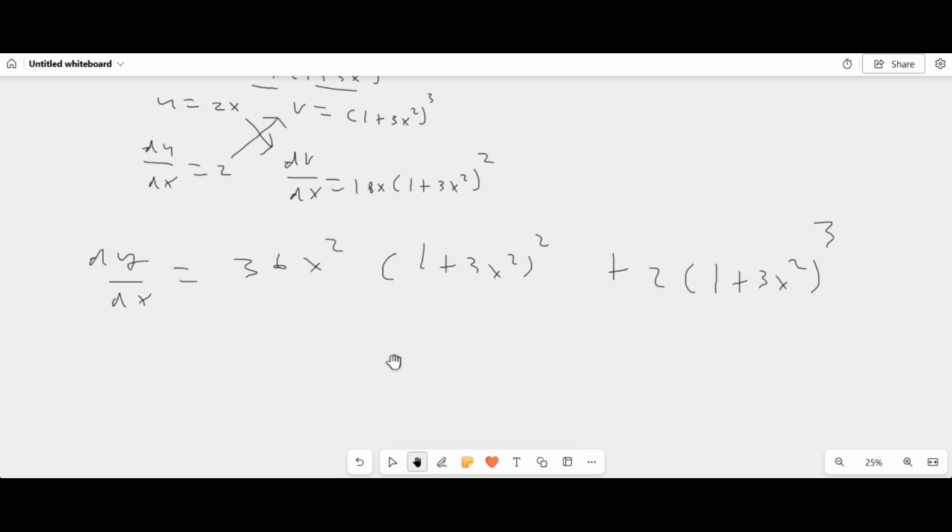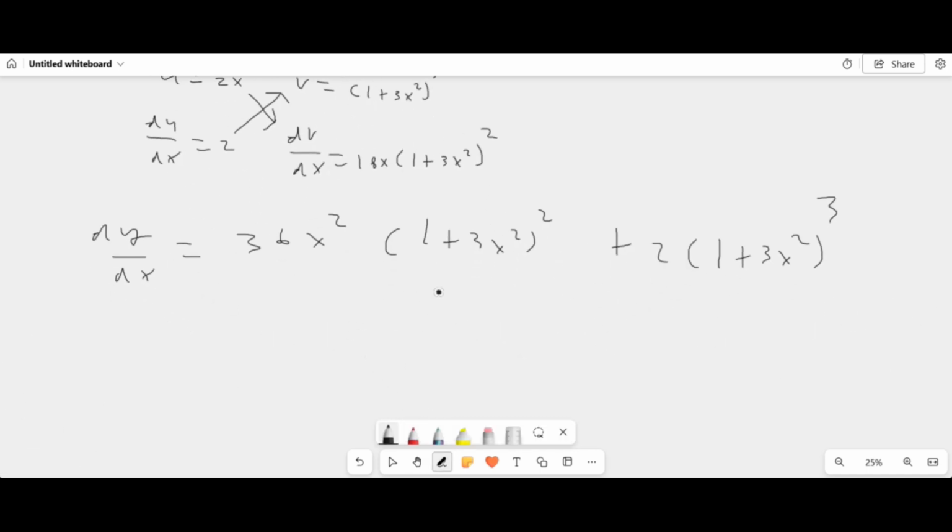Alright, cool. Now what you want to do is obviously take out the common factor between them. So the common factor here is this and this, so 1 plus 3x squared. So take that out, so we're going to have 1 plus 3x squared. And how many can we take out? Here we've got squared, here we've got 3, so we can take out 2 of them. So it's squared, and now open bracket.